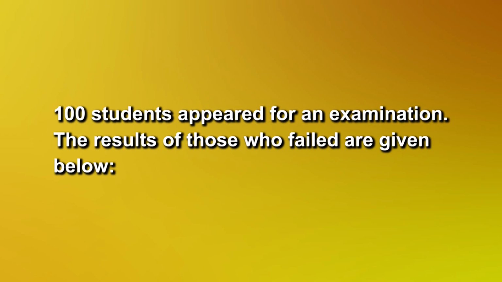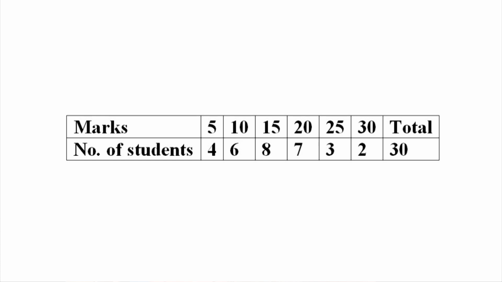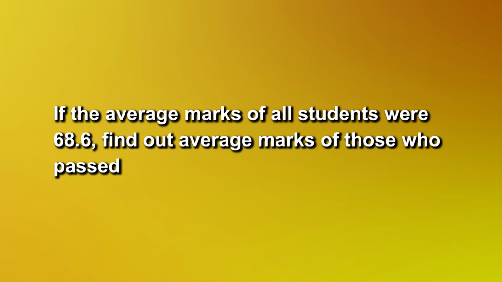100 students appeared for an examination. The results of those who failed are given below. Marks: 5, 10, 15, 20, 25, 30. Number of students: 4, 6, 8, 7, 3, 2, the total of which is 30. If the average marks of all students were 68.6, find out the average marks of those who passed.